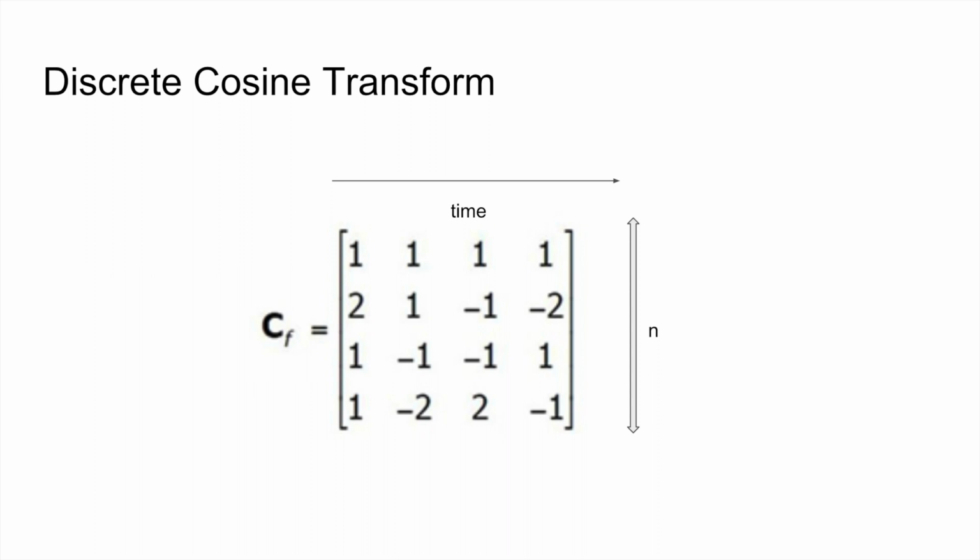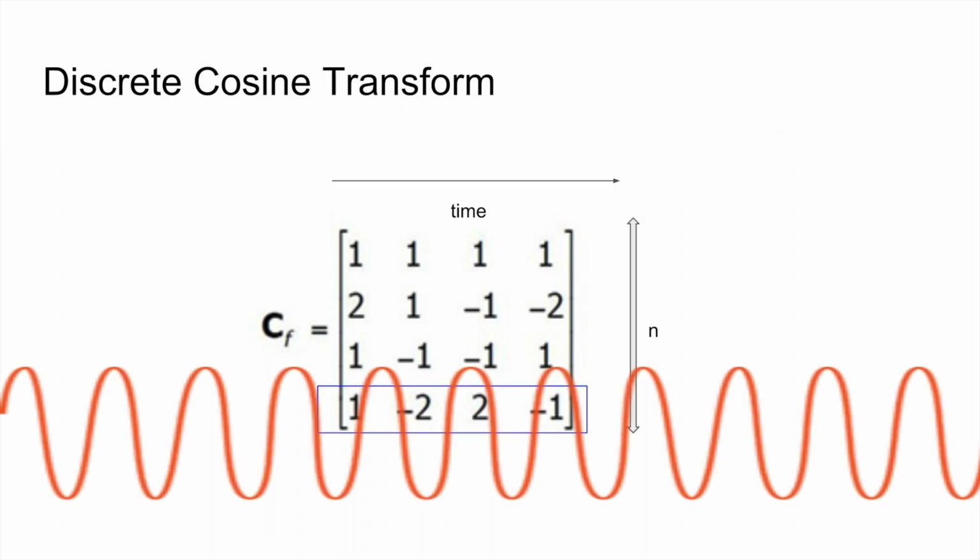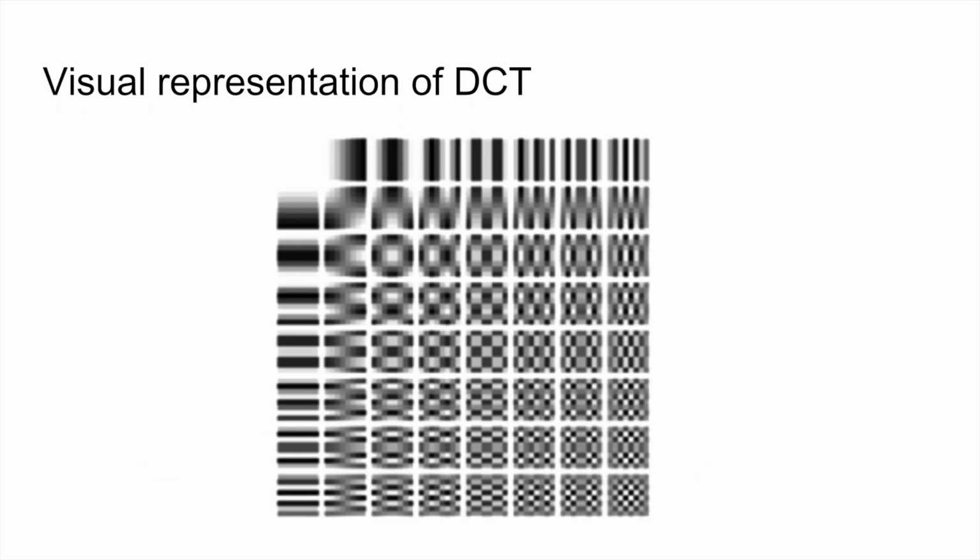As you can see, the top row represents a really low frequency wave, as it has the same value over the course of the time duration, whereas the bottom row represents high frequency. There are large and frequent changes over the course of the time duration. In order to form the transformation matrix, we extend these frequencies into a two-dimensional setting to form the matrix below.